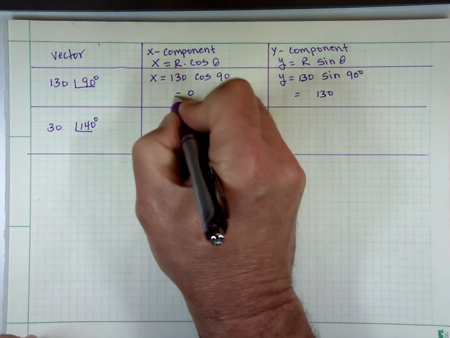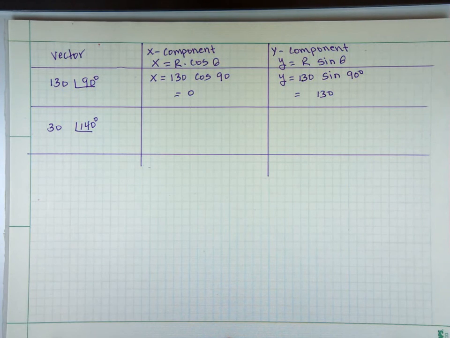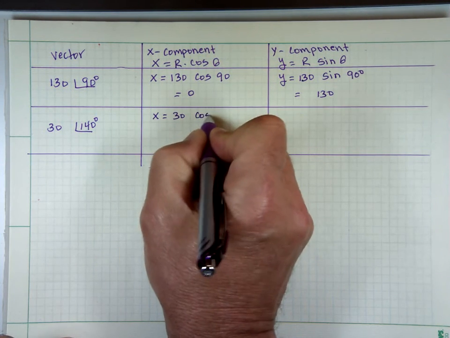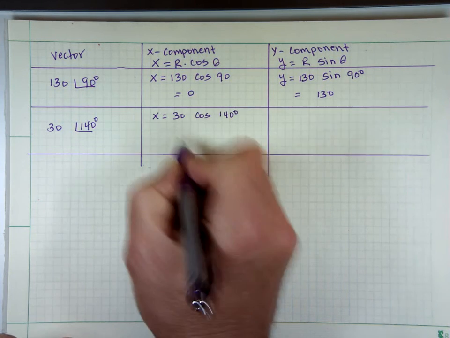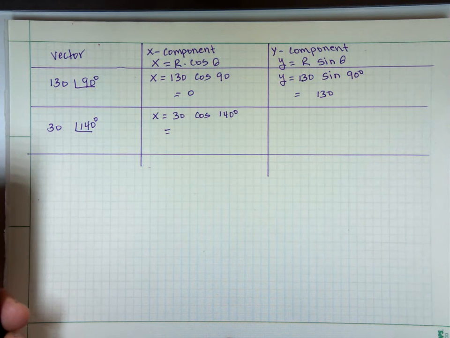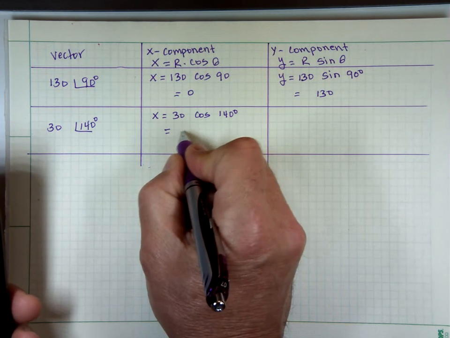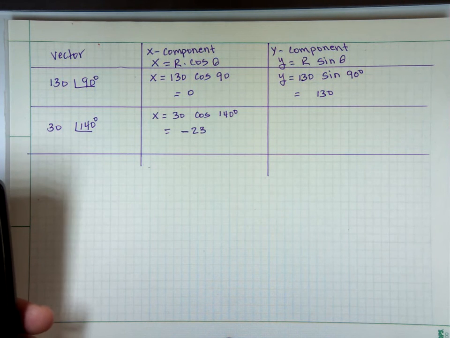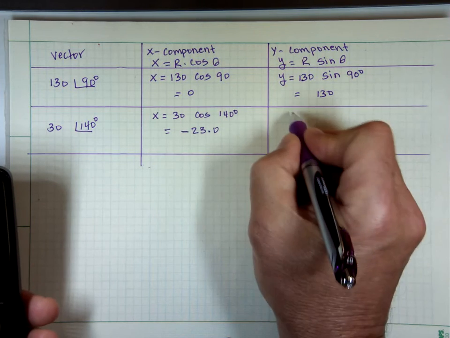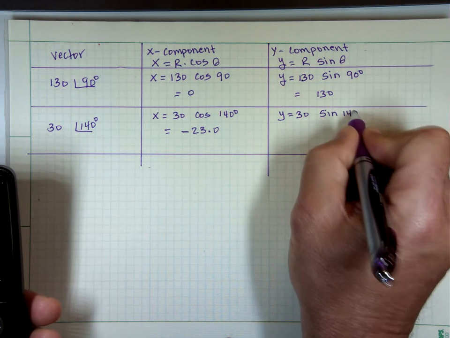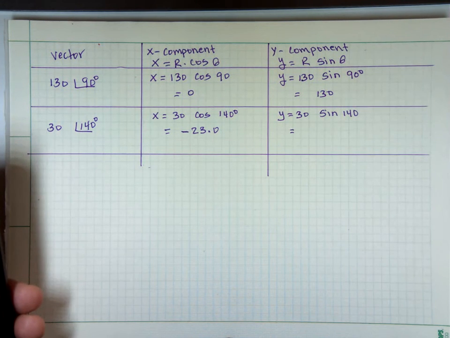This one is going to be 30 cosine 140. Cosine 140, that's equal to negative 23. And the y value is going to be 30 sine 140, 19.3.